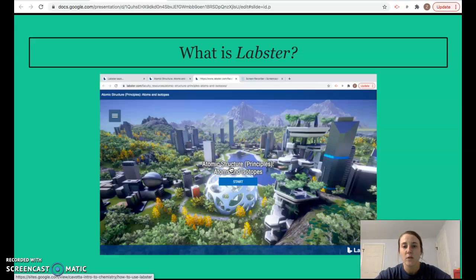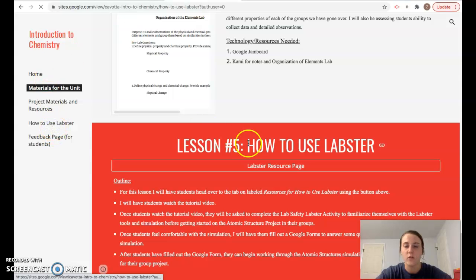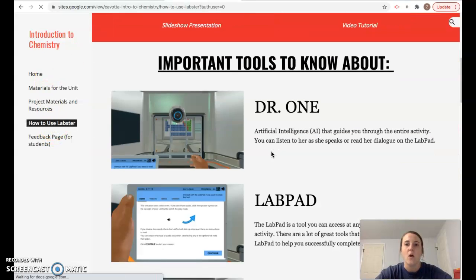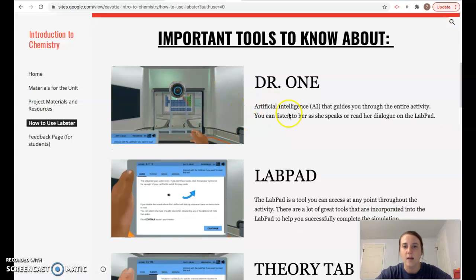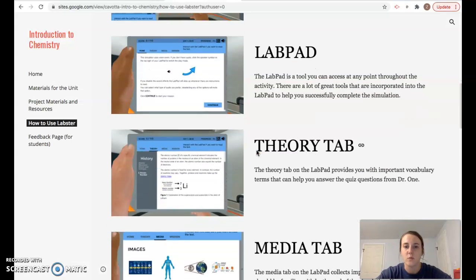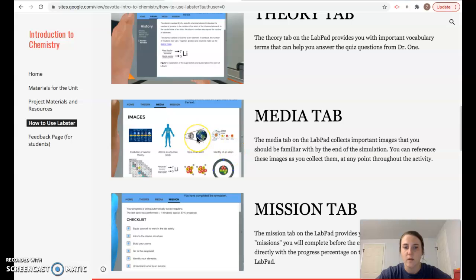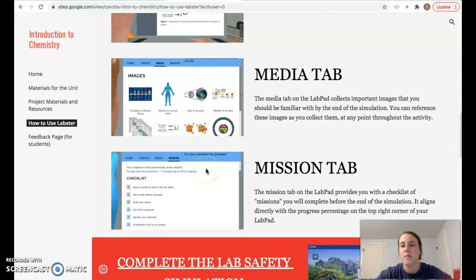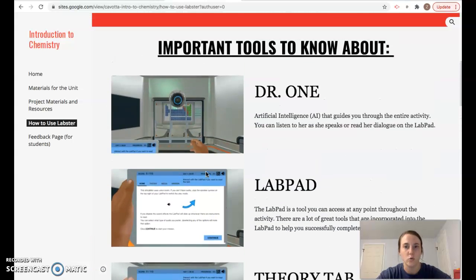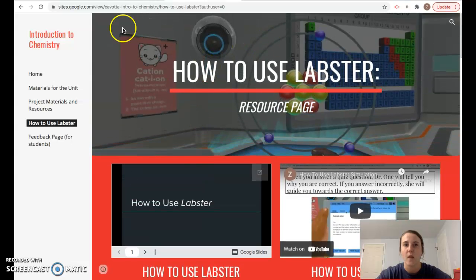So it's a great way for me to assign this and have them be sort of independent with completing it. There are some different tools within Lobster, so if you're interested, you can look at my website. I have a whole list of the different resources available on Lobster. One being the AI guide, Dr. One, who brings them through the entire simulation, the lab pad tool that's really important, the media tool that gives them all the nice vocab that they need, their mission tab that tells them when they're done with the simulation, and all of those fun tools that come with using Lobster.